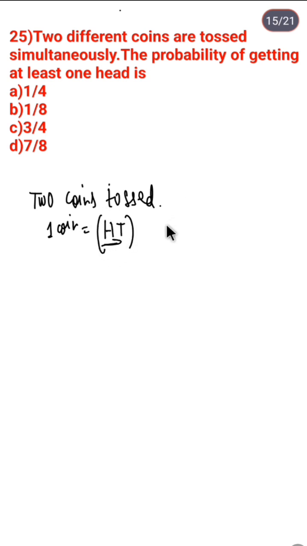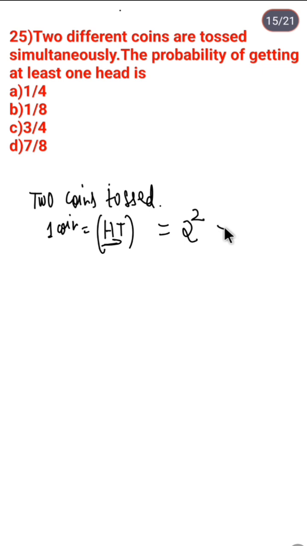2 outcomes are there. So what is the formula for finding out how many outcomes, based on how many times it is tossed? It is tossed 2 times, and in one tossing there are 2 outcomes, and 2 times it is tossed.